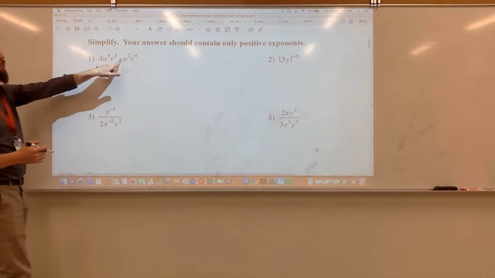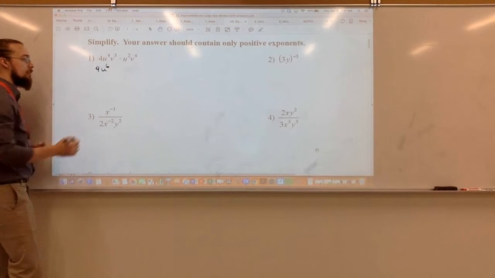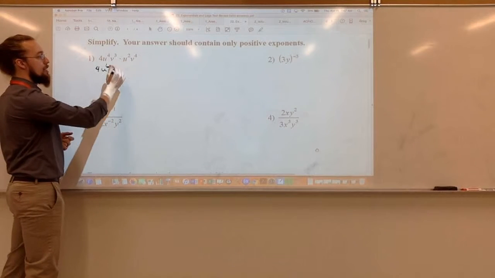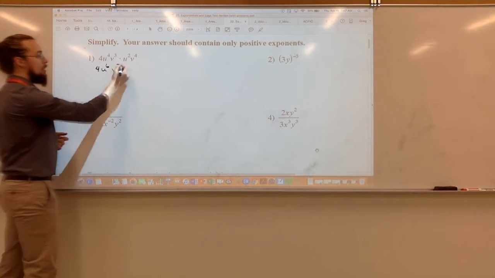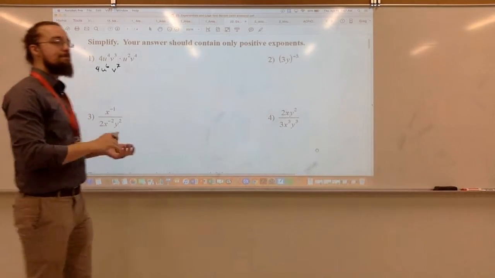Then if I get u to the 4th times u to the 2nd, we add those exponents, so we would get u to the 6th, then same thing, b to the 3rd times b to the 4th would be b to the 7th. Okay, and that's as far as we can simplify. I can't combine u's and v's, so that's it.